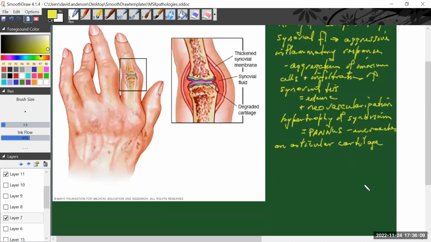So the other thing that happens here is that we get involvement. Let's see if we're going to be able to see this. So it's going to recruit or involve the ligaments, tendons, and joint capsules. So what's going to happen in those tissues is we're going to get some fibrosis, we're going to get ruptures, and we're going to create imbalances.